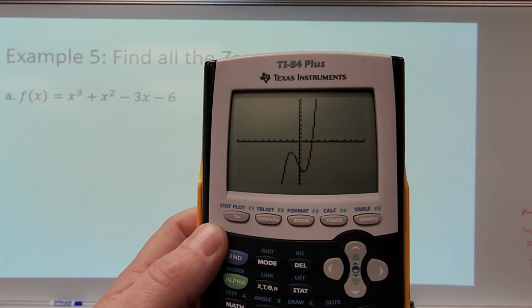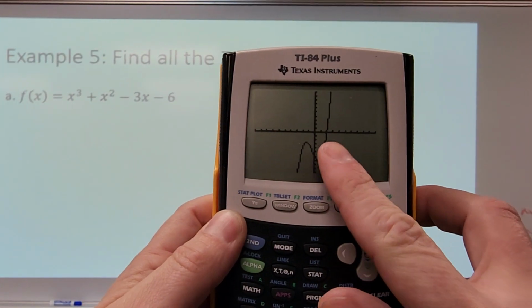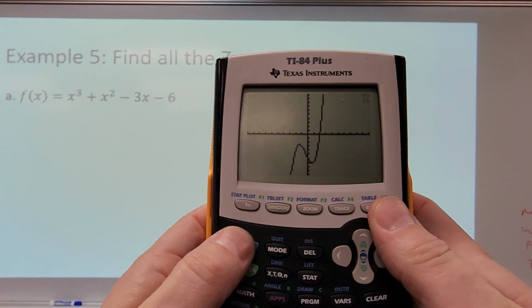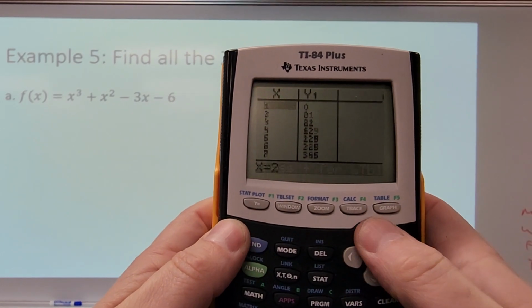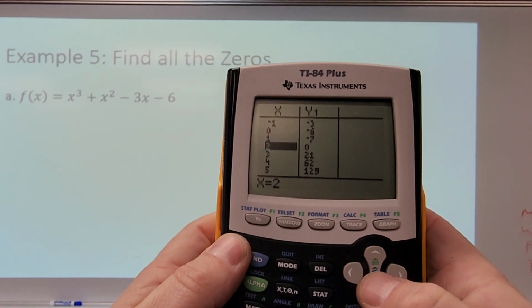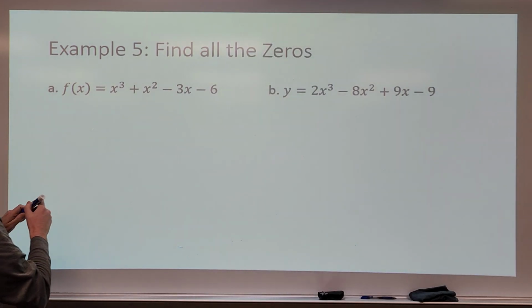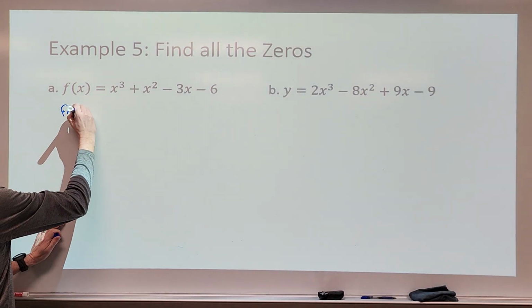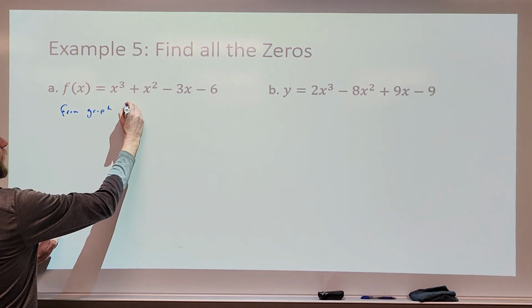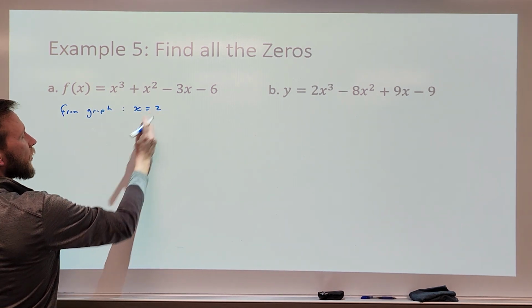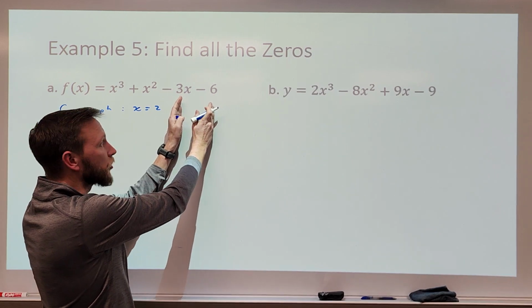And whoops, let's see if you can see that. And in that picture, we can kind of tell that x equals 2 looks like a 0. I'm going to confirm that in the table. Oh, at x equals 2, we do have that 0. So if x equals 2 is a 0, then that means that x minus 2 is a factor.